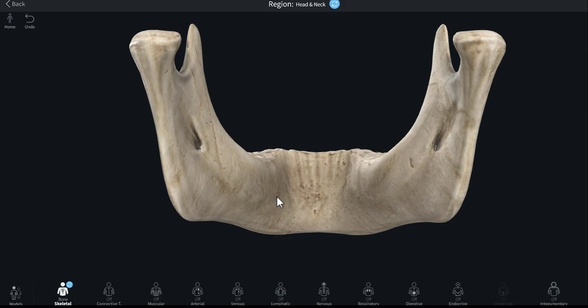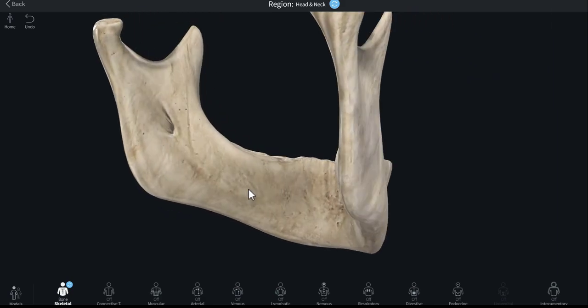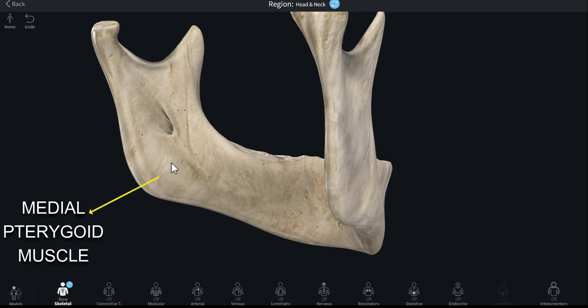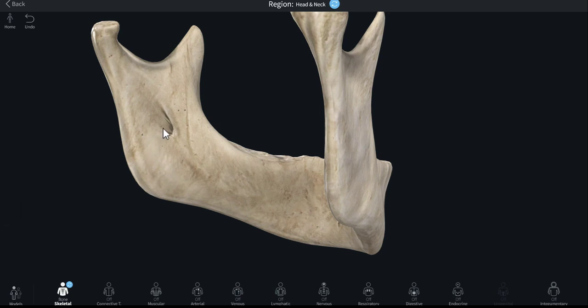Now listen. This is the mandibular foramen. Postero-inferiorly to the mandibular foramen, this part is related to the attachment of an important muscle, that is the medial pterygoid muscle. So postero-inferior to the mandibular foramen, we have the insertion, or rather attachment, of the medial pterygoid muscle.